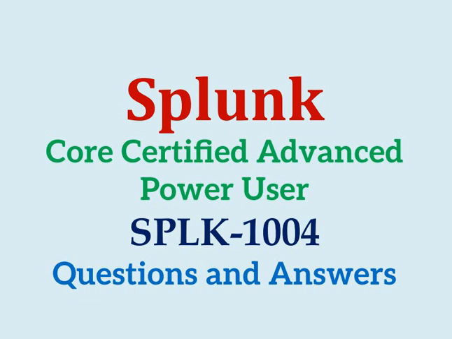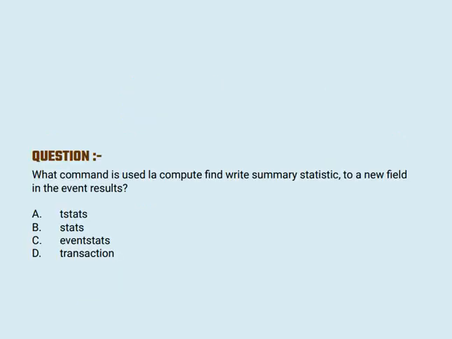Today's question is: what command is used to compute and write summary statistics to a new field in the event results? Option A, tstats. Option B, stats. Option C, eventstats, and option D, transaction. The correct answer is option C.